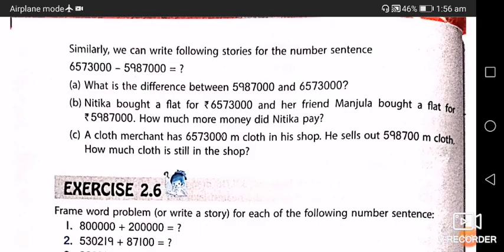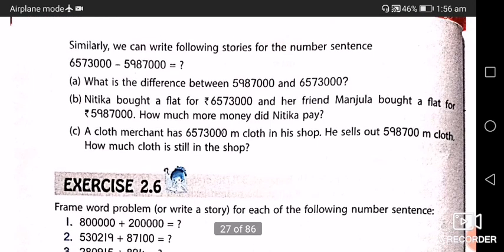So, we have seen one example of that number sentence of addition. Now, here we have one more example of a story sum for this number sentence: 65,73,000 subtract 59,87,000. So, part A is the first way to frame a word problem. That is, what is the difference between these two numbers?